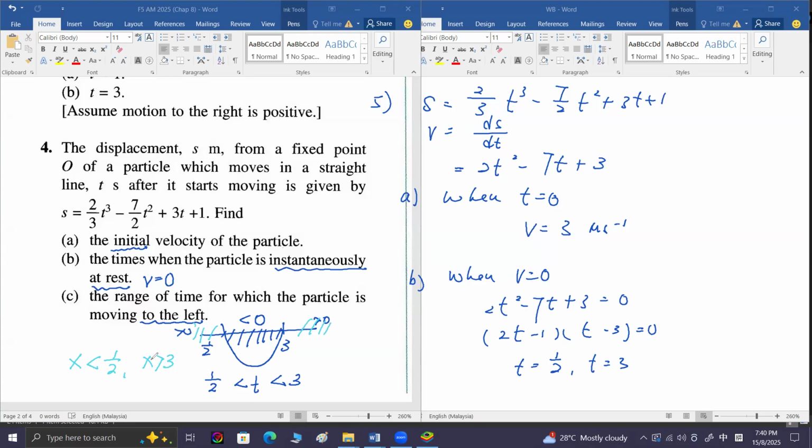But for this chapter, take note of this. For any time to the left, you have to make it stop at 0, because time can be 0, but time cannot be negative. That's why you see I put smaller or equal to 0 if you are asked to find moving to the right. Okay, got what I mean?